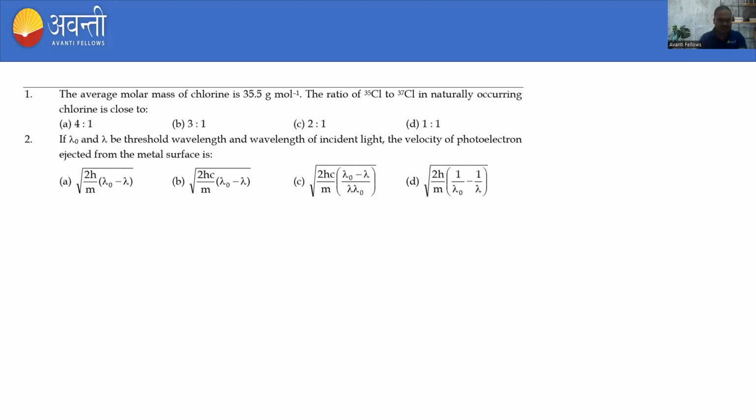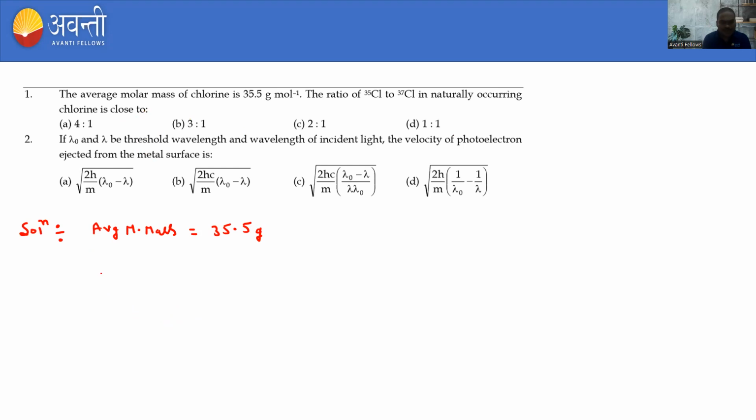This is a very simple question, right? So how do you solve this question? First of all, let me write the solution. Okay, good. So we all know that in this question itself, the average molar mass of chlorine is given, right? So the average molar mass of chlorine is given, and this is equal to 35.5 gram. This is the average molecular mass of the chlorine.